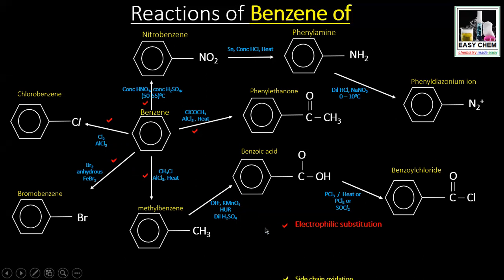And we can find another reaction, side chain oxidation. I explained that to you. Methyl benzene going to benzoic acid is a side chain oxidation. The yellow tick is there for that. And I'm going to introduce another reaction here. This is reduction. Of course, I have discussed this earlier also. Reduction happens over here. When nitrobenzene goes to phenylamine, it's the reduction happening. There's a white tick for that.